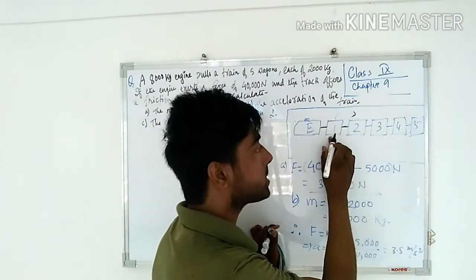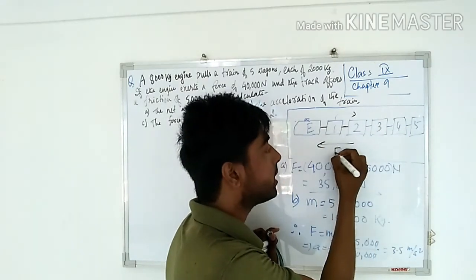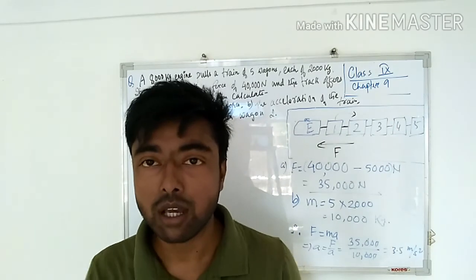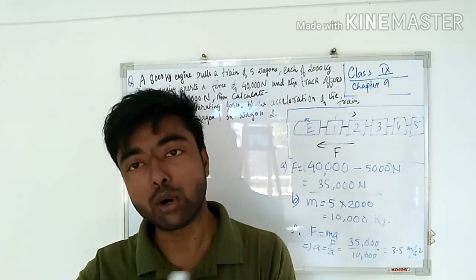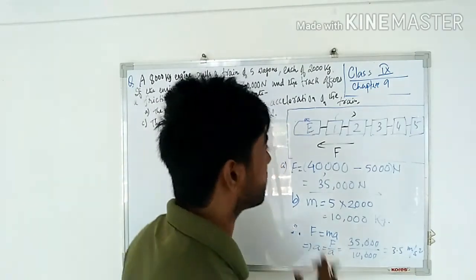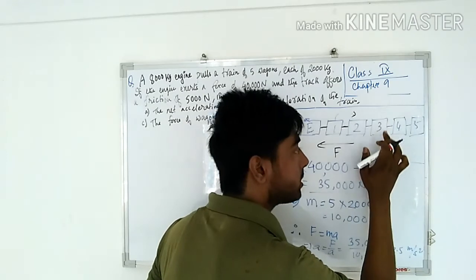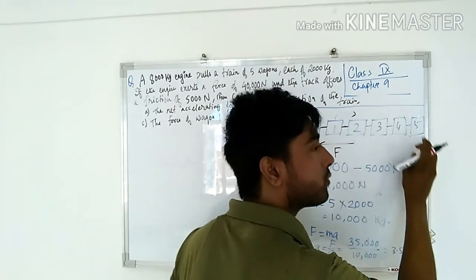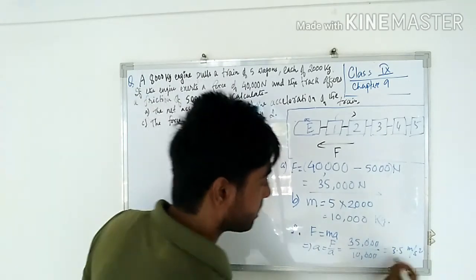The wagon 1 is giving force on wagon 2. In which direction? In this direction. ये हमें निकालना है. How much force wagon 1 is giving on wagon 2? Okay, in the forward direction. But listen very carefully. Wagon 1, wagon 2, wagon 3, wagon 4, wagon 5, सभी का acceleration कितना है?